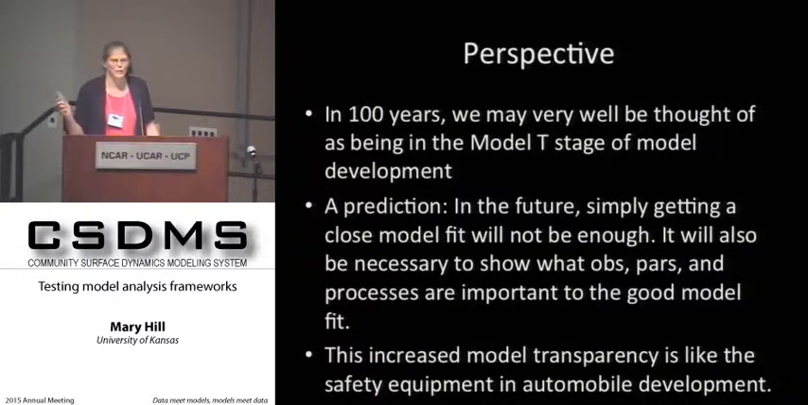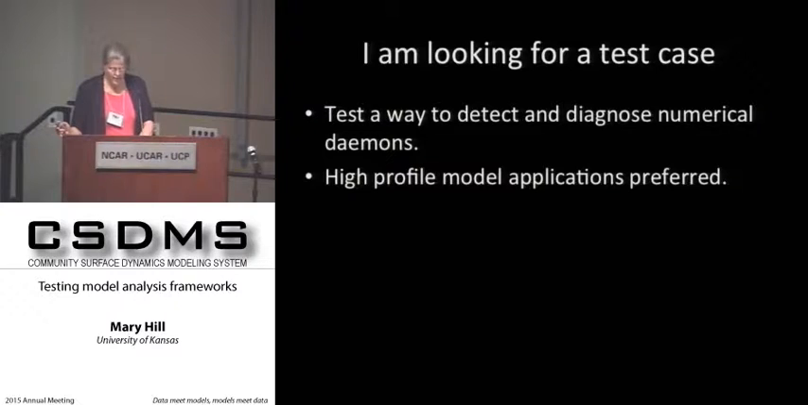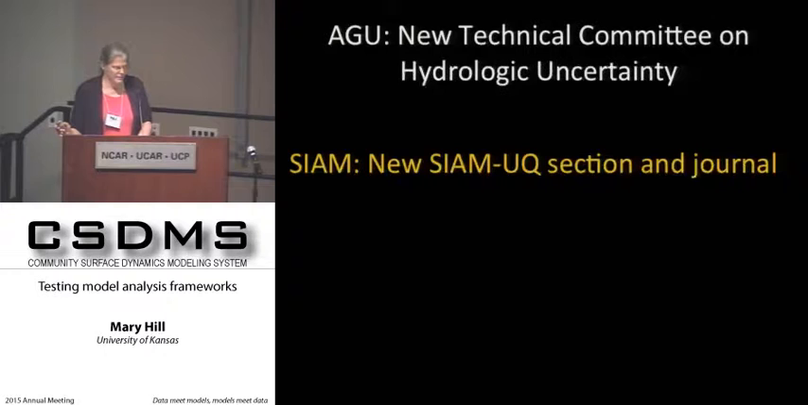When I sit in AGU and look at people's results and they just say, I got a good model fit, I'm like, why? Is it just because you had precipitation, the distribution? Did anything else you do matter? Anyway, this increased transparency is like the safety equipment in automotive development. I'm looking for test cases to test these kinds of methods out. I have ideas for how to detect numerical demons, and I'd love to work with some of you on that.